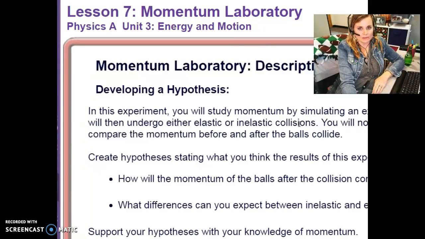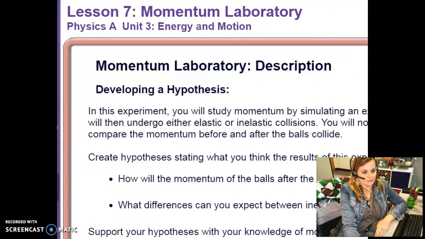I am going to briefly be going through the Momentum Lab from Unit 4, Lesson 7 for your physics class. What starts off as kind of different for this portfolio is that it does not ask you to do a hypothetical experiment. Normally, the first part of your lab would be for you to write up a hypothetical experiment of what you would do to test this principle in an actual hands-on setting. In this case, it does not ask you to do that, so that part you can skip.